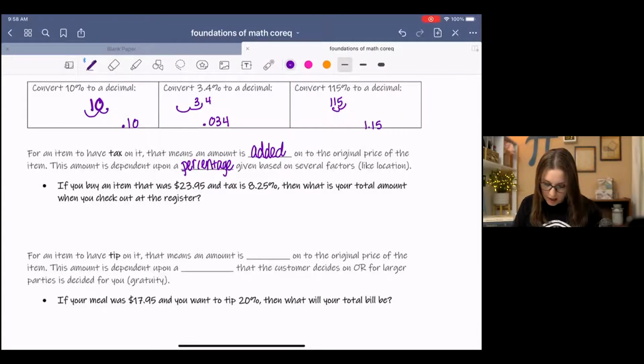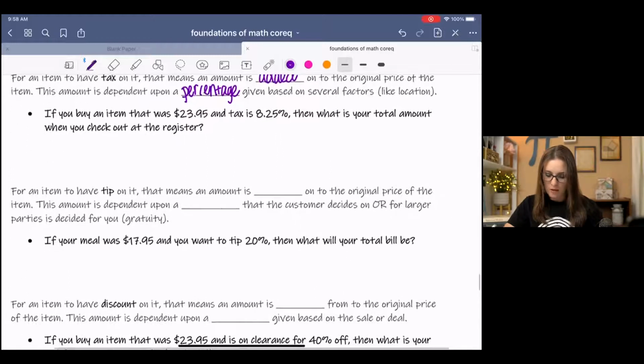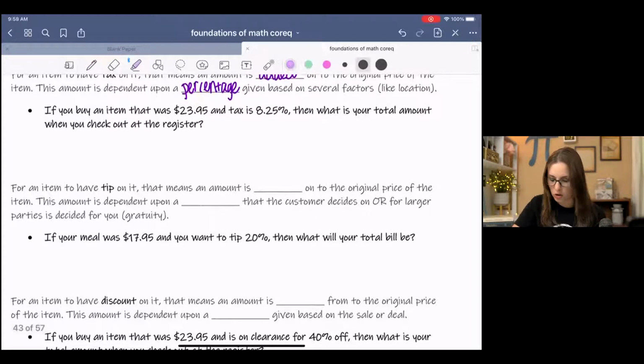If you buy an item that was $23.95 and tax is 8.25%, then what is your total amount when you check out at the register? Total amount. So we're just going to step this through logically first, and then we'll do that. So we have an item that costs $23.95, and we also know that the tax is 8.25%. Let's go ahead and convert that to decimal form.